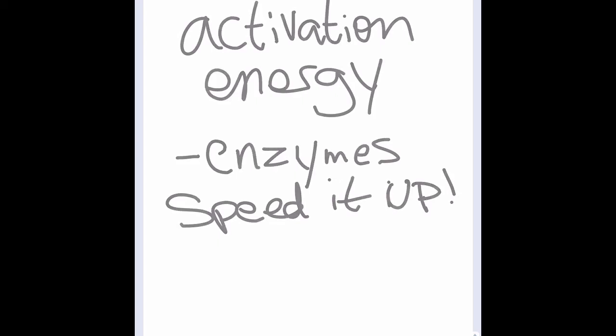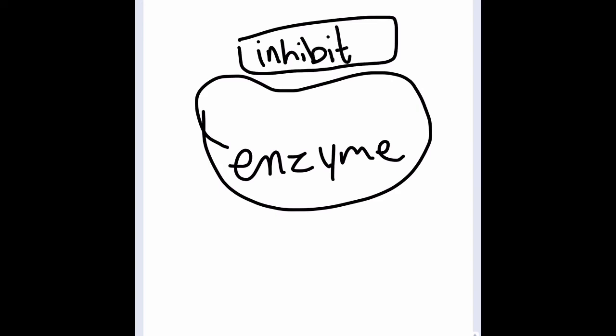Activation energy is the initial input of energy that is required to trigger a chemical reaction. Enzymes speed up the rate at which the reactions can occur. Inhibitors change the active site of an enzyme and prevent substrates from entering. There are two types of inhibitors, competitive and non-competitive. Competitive inhibitors go right where the substrate should be, and non-competitive inhibitors go in another part of the enzyme, but still change the active site.